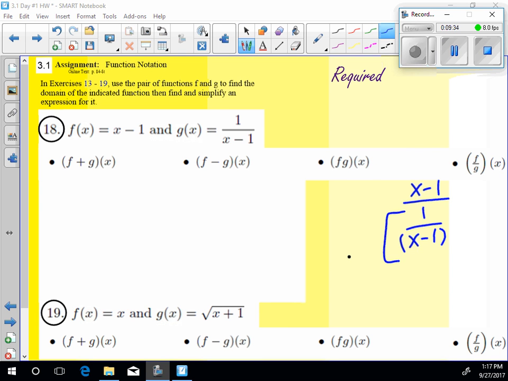Here, folks, is f of x divided by g of x. Do I have a denominator? Yeah, I got two of them. Okay, is there a way for me to make 1 over x minus 1 equal 0? The answer to that is no, because it'll always be 1 over something, right? There is a way for me to make x minus 1 equal 0, if x equals 1. Great. So we know our domain already. Our domain is going to be everything except for 1.